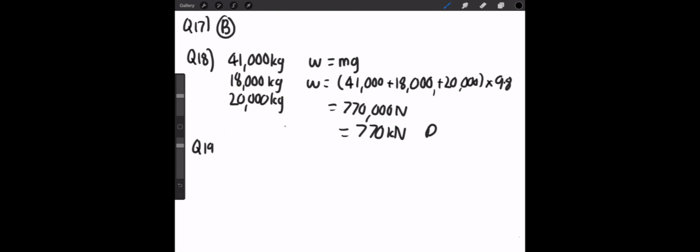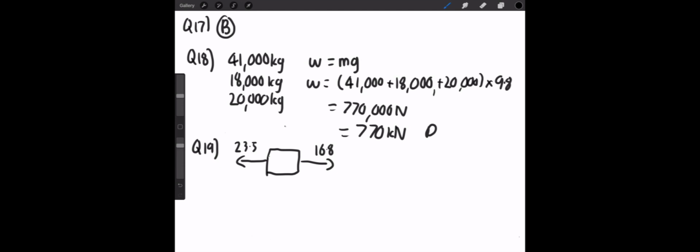Question 19. Where are we? So we've got an object with two forces acting on it. One to the right, one to the left. 23.5 and 16.8, and we want to work out the magnitude of the force. Now normally here you quote a direction as well, but the question does ask for the magnitude, so it doesn't really matter which way it's going. It's not asking for that, it's just asking for what the value of that number is.